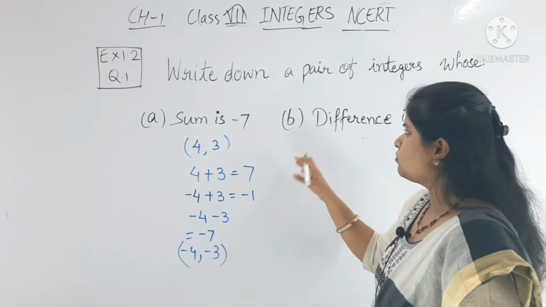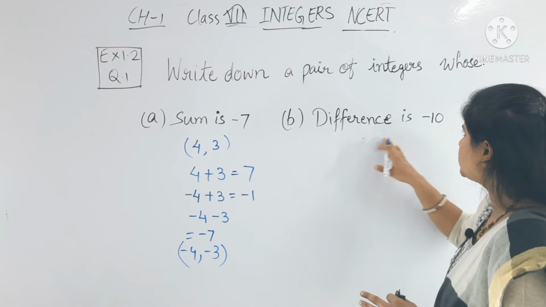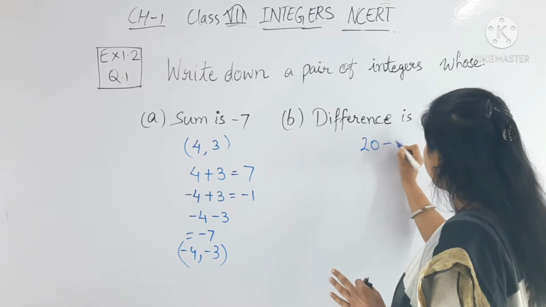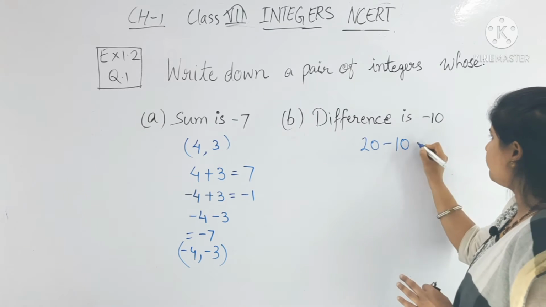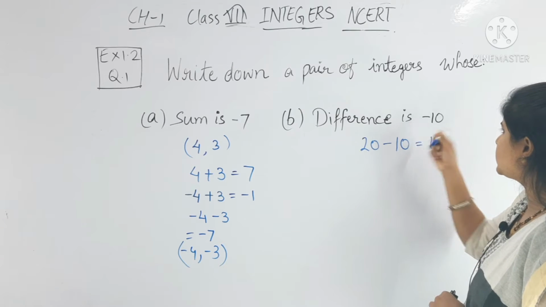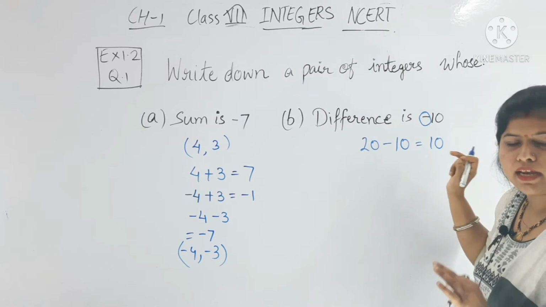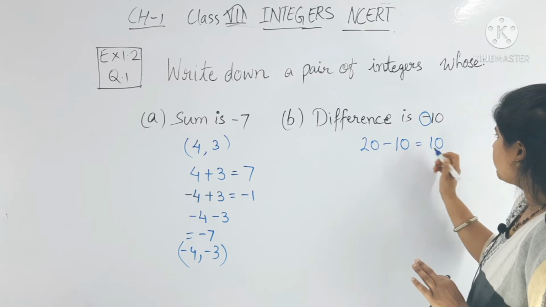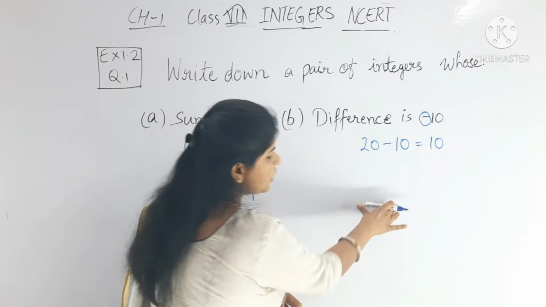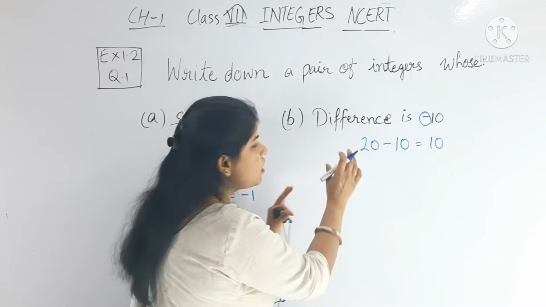Now we will come to the next part, that is part B. The question says that the difference is minus 10. We know that if we subtract 20 minus 10, we will get 10 as a result. But here you can see that we need a negative integer, and here we are getting a positive integer. So we can modify this one. For the minus sign, we can put the minus sign on the larger number.